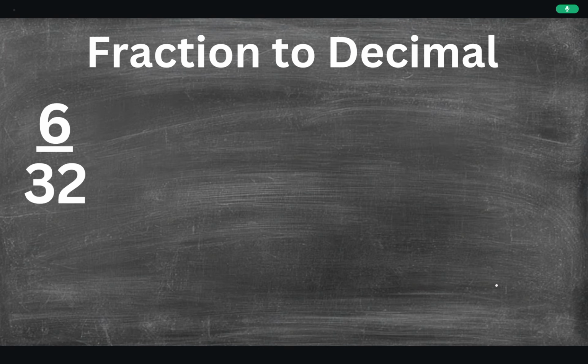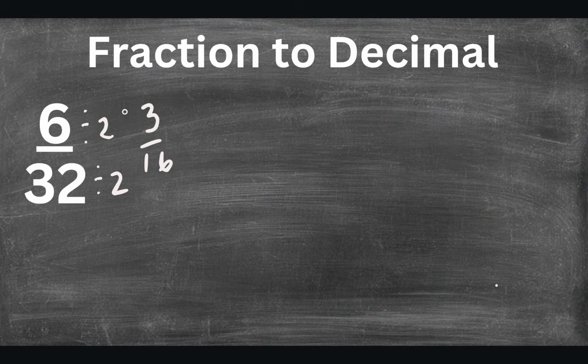In this video, let's go over how to convert 6/32 into a decimal without a calculator. So first, let's simplify by dividing numerator and denominator by 2. So now that gives us 6 divided by 2 is 3, 32 divided by 2 is 16.